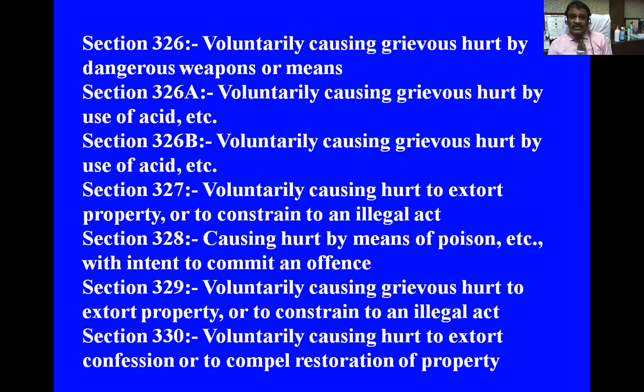326B for grievous hurt by use of acid. Voluntarily causing hurt to extort property under 327. 328 is for causing hurt by poisoning, by giving poison with intent to commit an offense. Section 329 is for voluntarily causing grievous hurt to extort property or to constrain to an illegal act. So it depends upon the intention of the person, the type of injury, and the type of means utilized, and from that the police officer will recognize what section has to be applied under FIR. 330 is for voluntarily causing hurt to extort confession and to compel restoration of property.